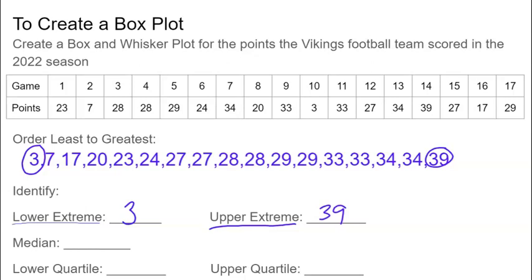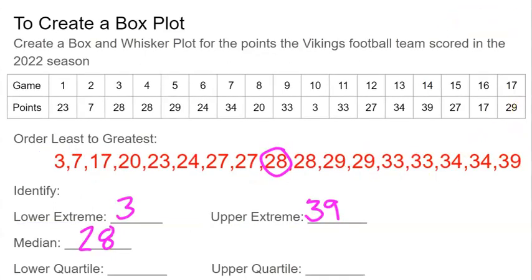Next, we want the median. We want that halfway point. So we can cross off numbers on either side in order to get to that middle number, which is 28.